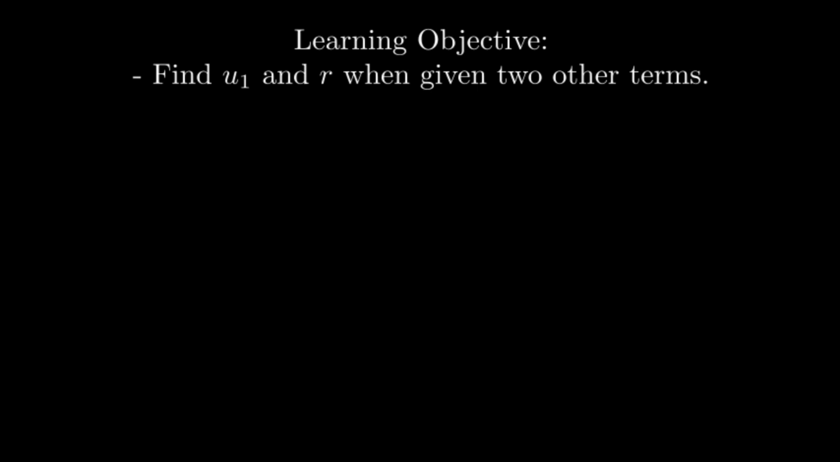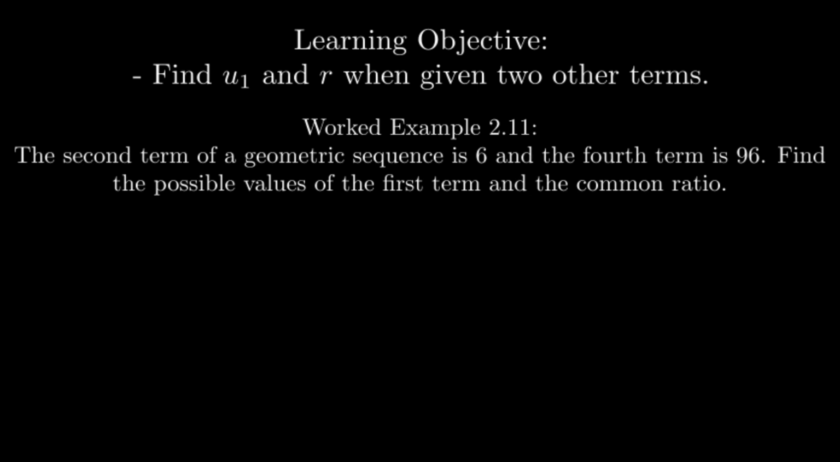Let's dive into an example. The second term of a geometric sequence is 6, and the fourth term is 96.